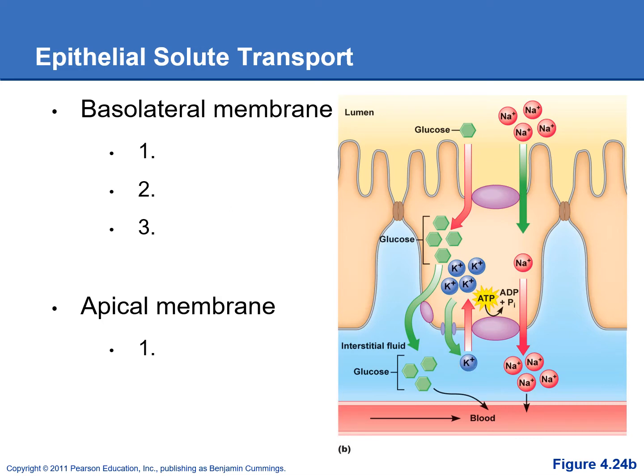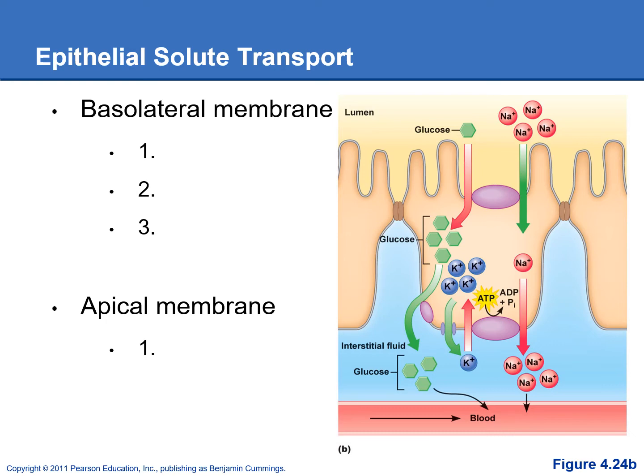And then moving glucose across this basolateral membrane. This is facilitated diffusion. So we're moving from high to low concentration, and we're using a carrier protein. You can't see it, but it would change shape as it flips back and forth.